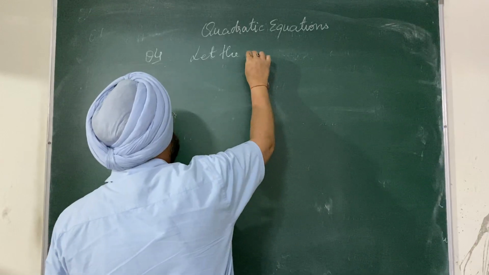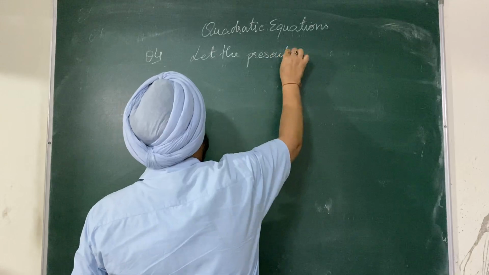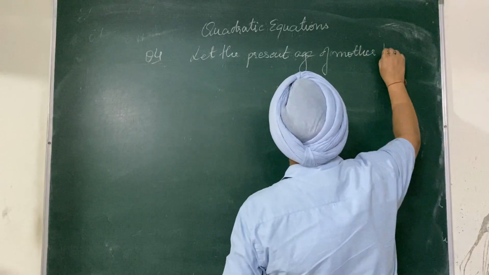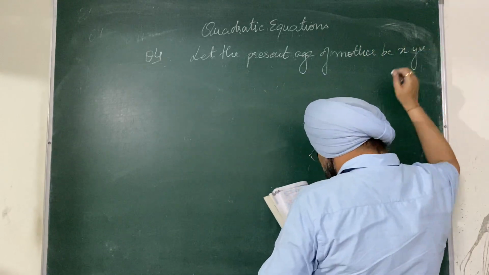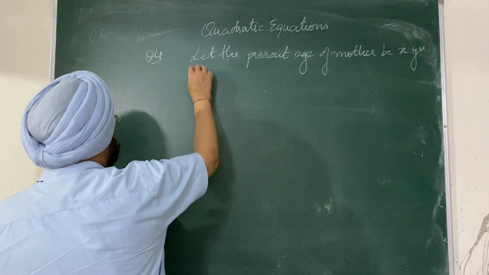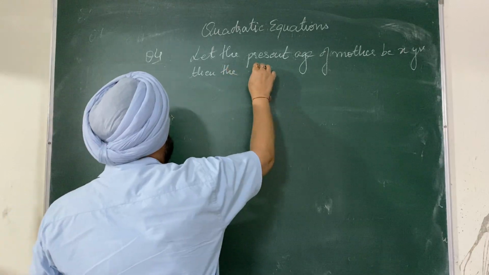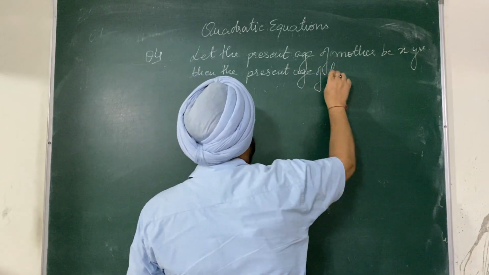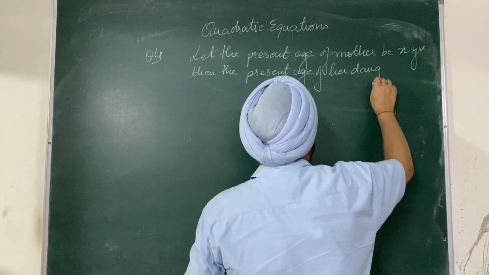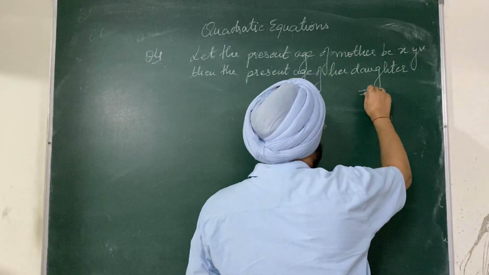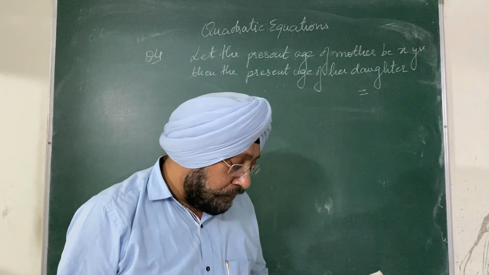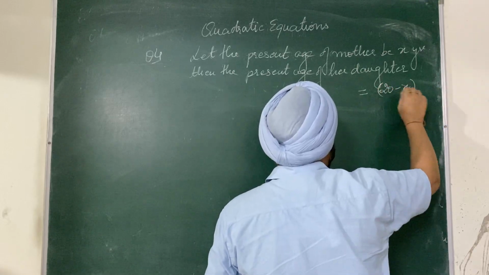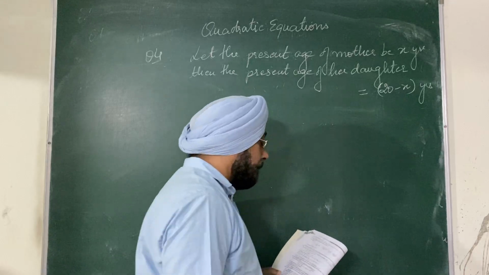whenever we are having a sum on age, we have to suppose the present age. So let the present age of mother be X years, then the present age of the daughter must be, now since the sum is given as 20, if the mother's age is X, then the daughter's age must be 20 minus X years.